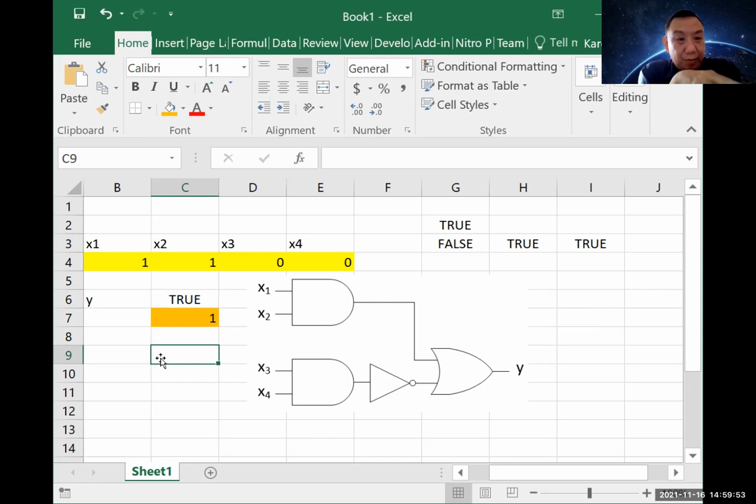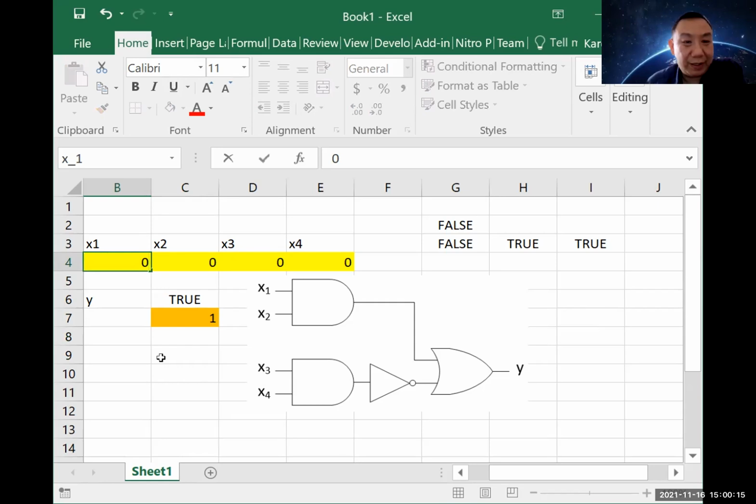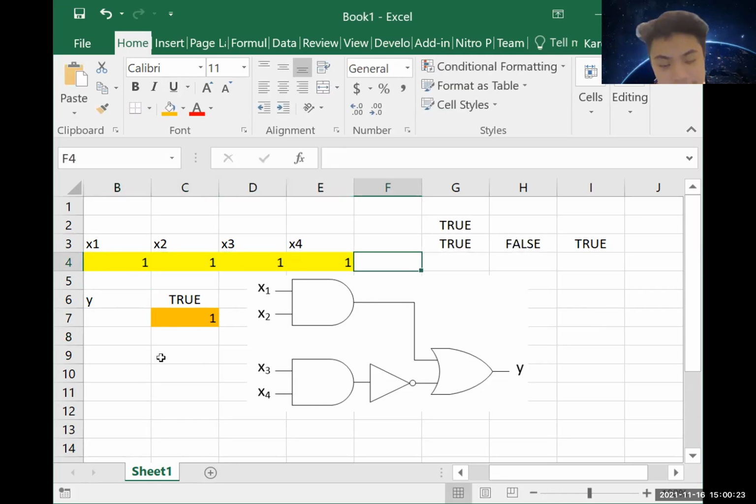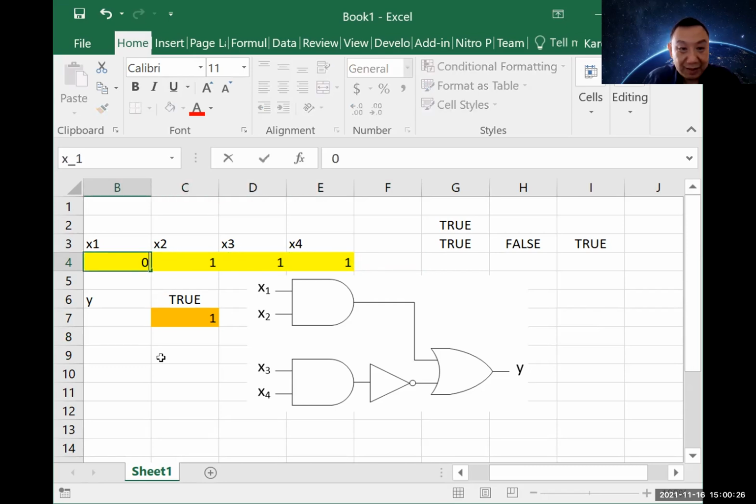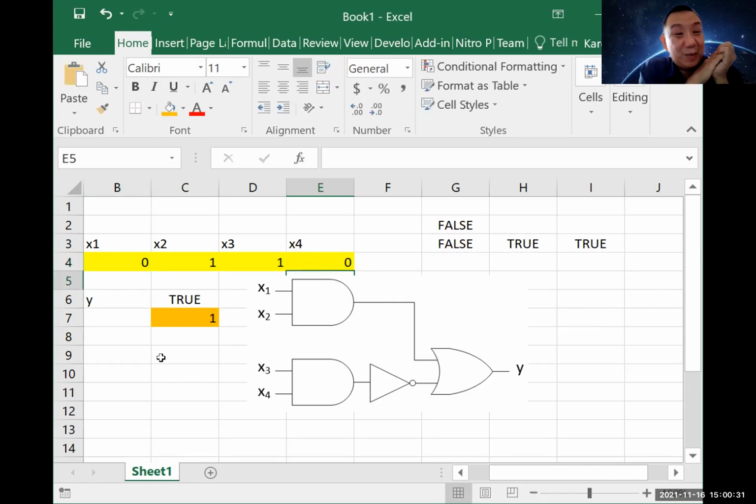So what will happen if you have 1000? Still true. How about the third one, all 0s? True also, isn't it? Still true. How about if we have 1111? True. One, one, one, one, still true. How about the last one, 0110? Oh, true also. Wow.